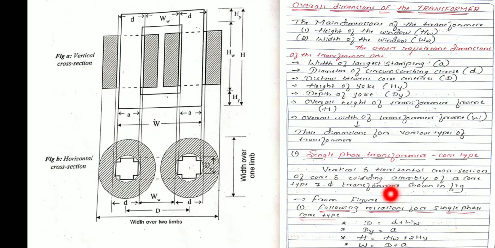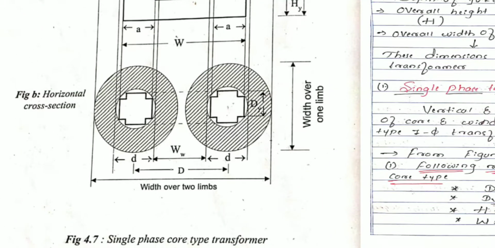So the first thing is capital D. Capital D is nothing but the distance between core centers, or it is also called the distance between the two adjacent limbs. That is represented by capital D. How will we write it? Let me zoom here. See here, capital D will be equal to small d plus Ww. So this will give the distance between the two core centers. Only one limb I am considering here. So capital D is equal to small d plus Ww.